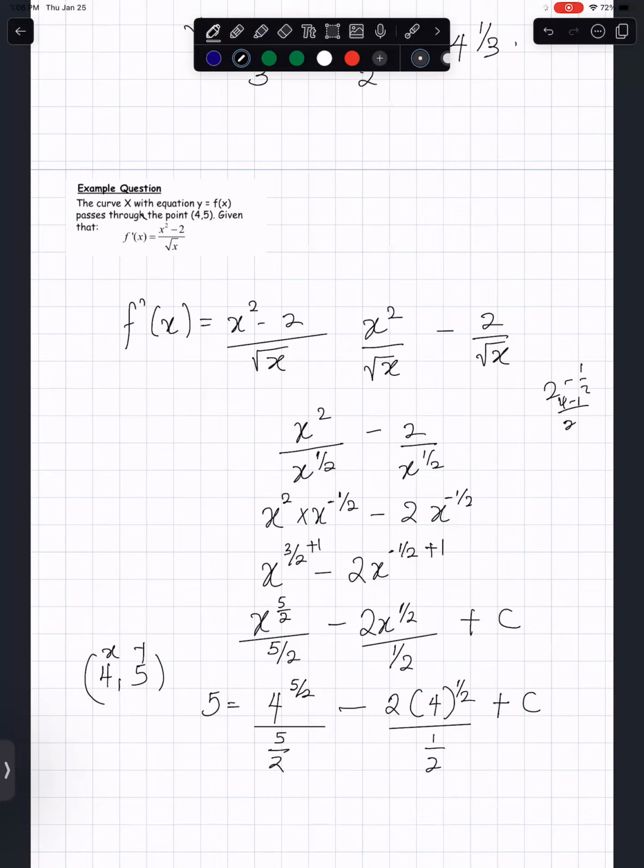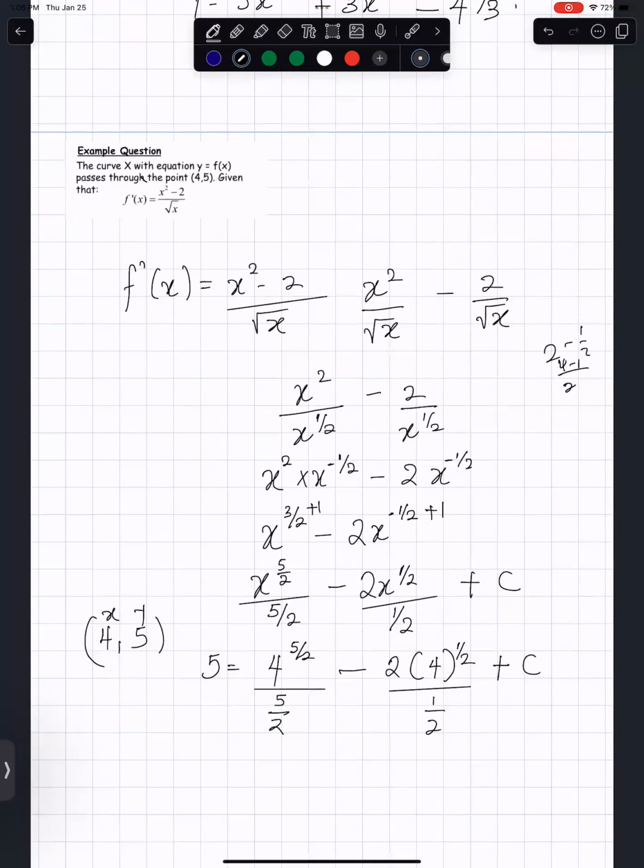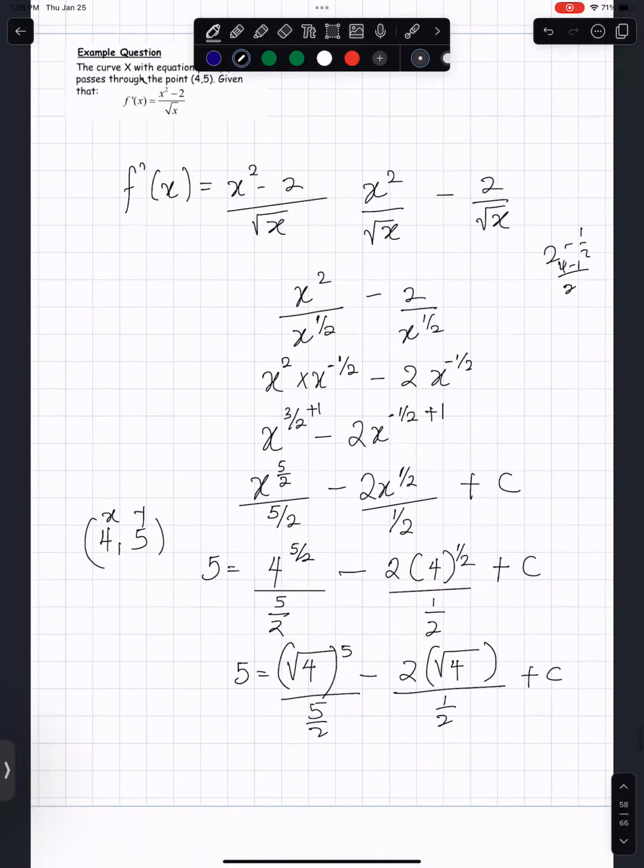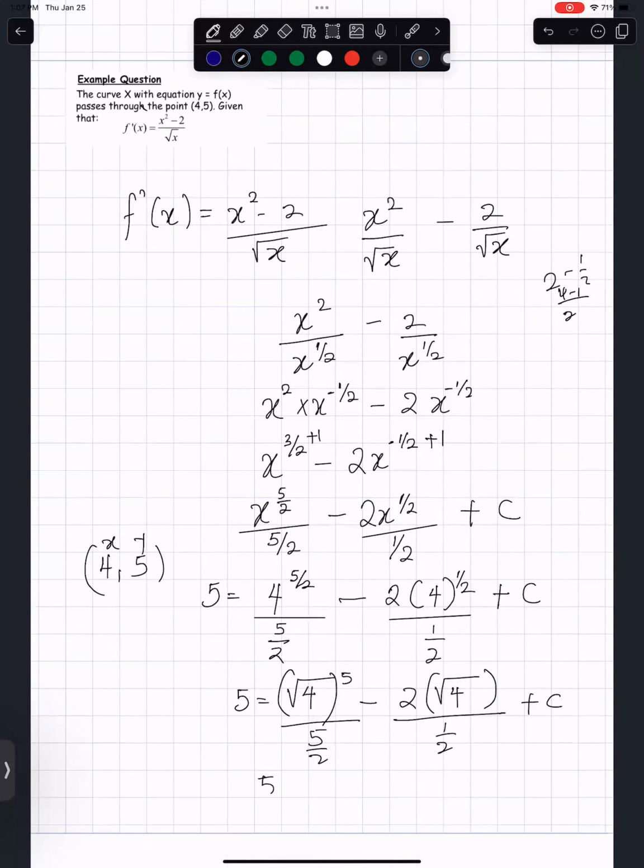Okay, so we are looking for our c, and that I will have 5 equals to 4, there will be square root of 4 minus 2 into square root of 4 divided by half plus c divided by 5 over 2. So square root of 4 there gives us 5 equals to 2 raised to the power of 5 divided by 5 over 2 minus 2 multiplied by 2 over half plus c.